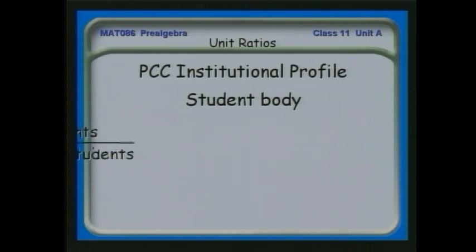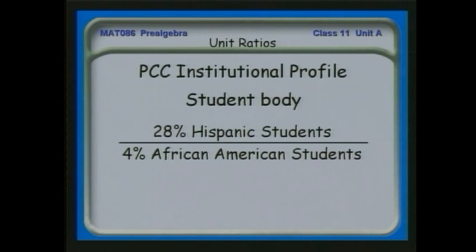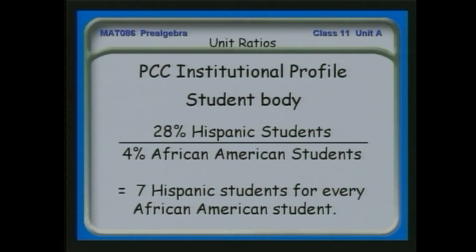One more. We looked at the student body profile, and we found out that 28% of Pima College students are Hispanic and 4% are African American. What's the ratio there? It's 28 to 4, or we can again divide 28% by 4% and say that there are 7 Hispanic students for every African American student.